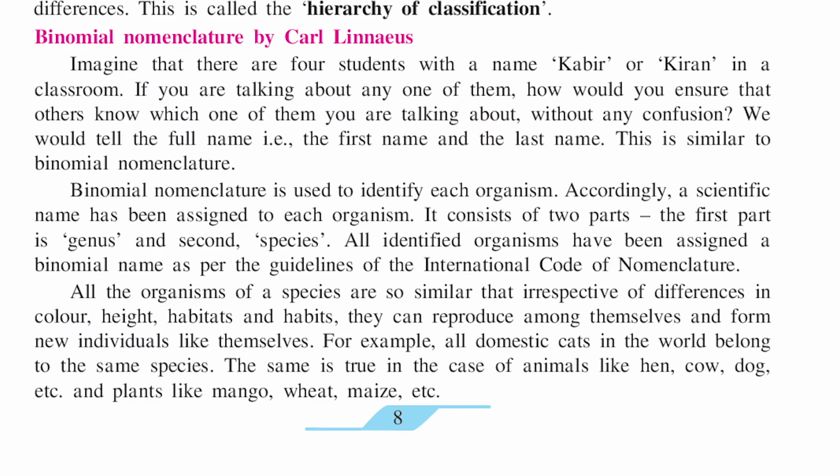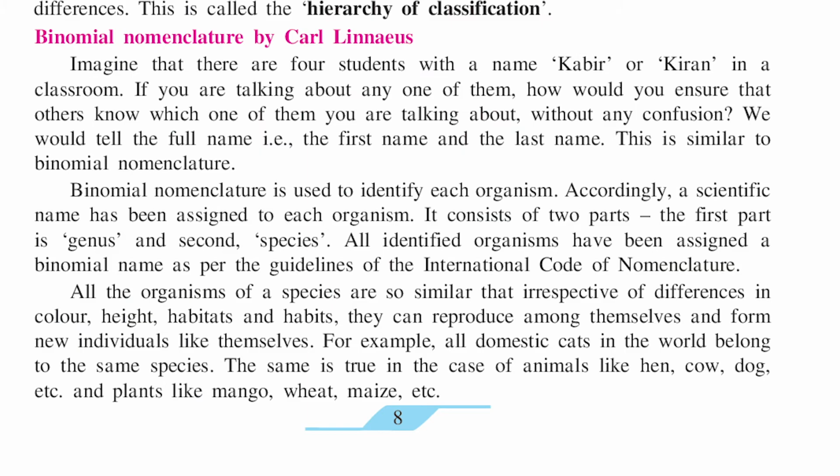Binomial nomenclature is used to identify each organism. Accordingly, a scientific name has been assigned to each organism. It consists of 2 parts, the first part is genus and second, species. All identified organisms have been assigned a binomial name as per the guidelines of the International Code of Nomenclature.